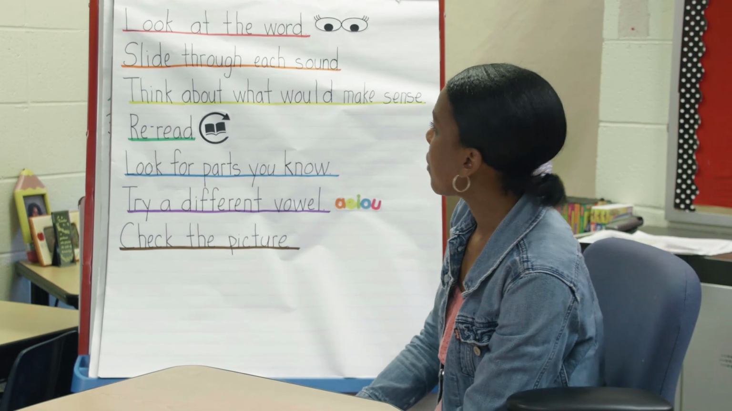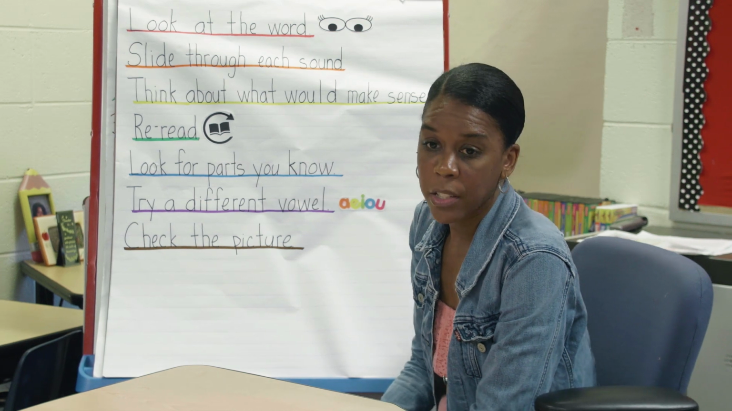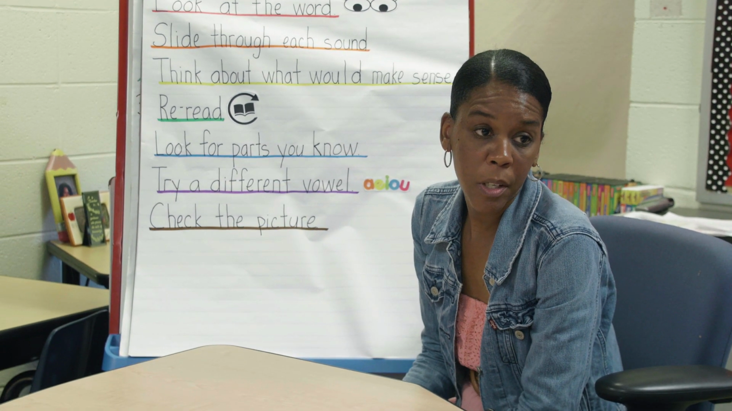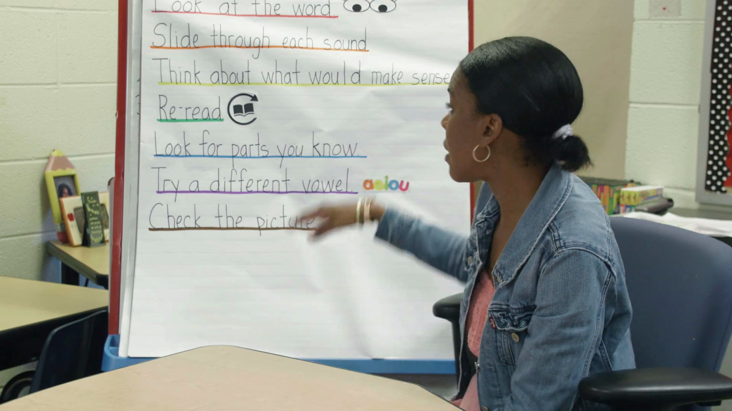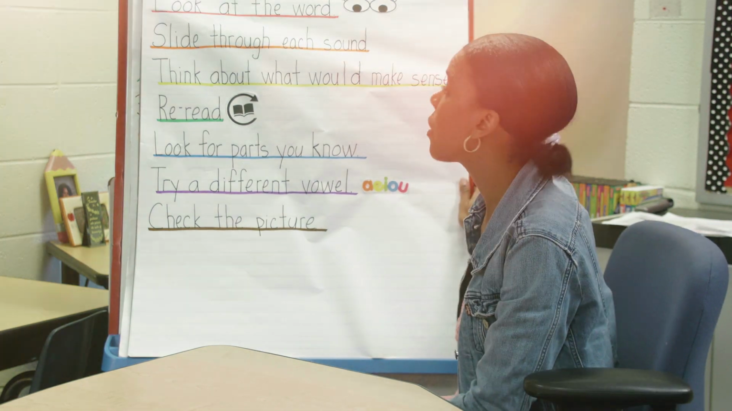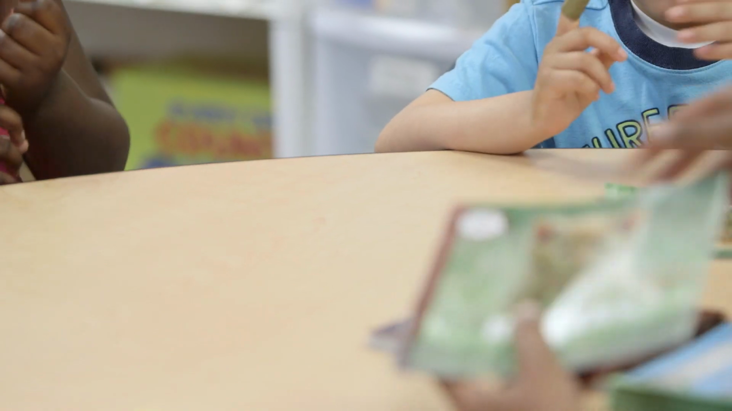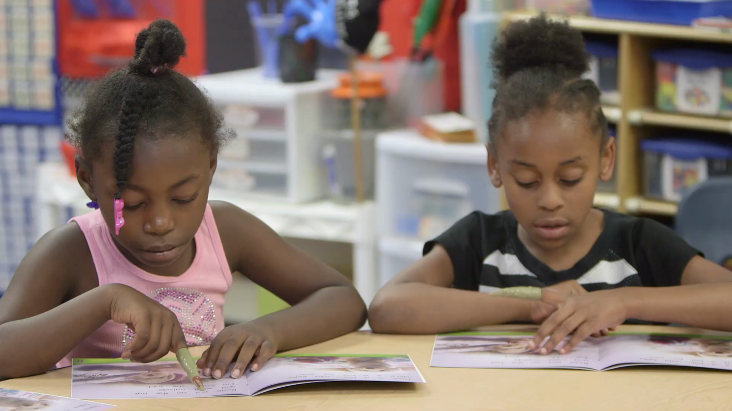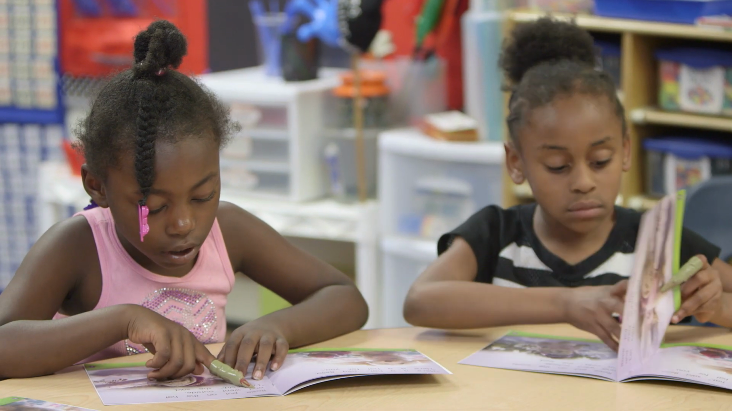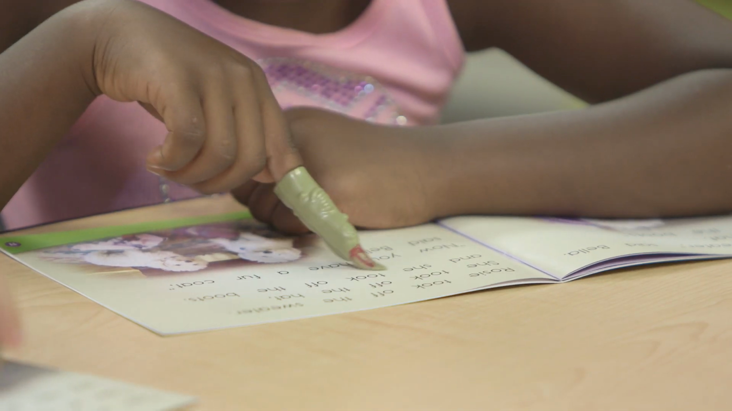Okay, so boys and girls, today we're going to look at some of our strategies to help us with reading when we come to a word that we don't know. Using these strategies can help us figure out the word. We go through some of the strategies: look at the word. We're going to slide through each sound. We reread. We also look for parts that they don't know or parts that they already know that can help them solve the word. We try a different vowel sound. If it has a long vowel, you might want to try a short vowel to see if it makes better sense. And we also check the picture because the picture can also help you with words you don't know.